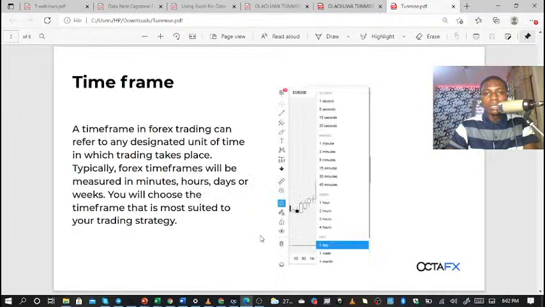As we proceed into exploring the MT4, I'm going to walk us through what we call the timeline. But before we go through the MT4 now, I want you to understand what the time frame is all about. Now the question is, what is a time frame?